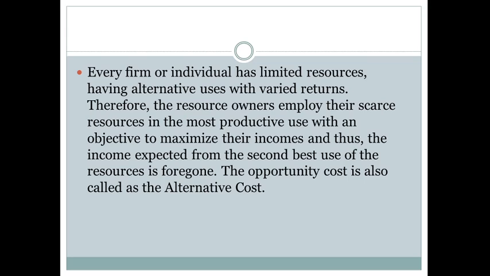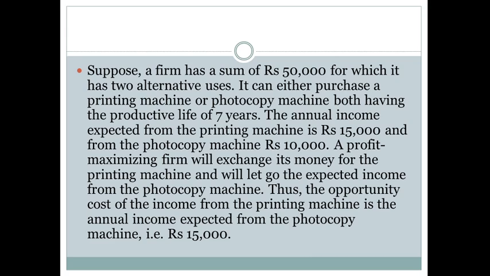Every firm or every individual has limited resources with alternative uses having varied returns. Therefore, resource owners employ their scarce resources in the most productive use with the objective of maximizing their income, and thus the income expected from the second best use of the resource is foregone. The opportunity cost is also called alternative cost. Let us see an example.